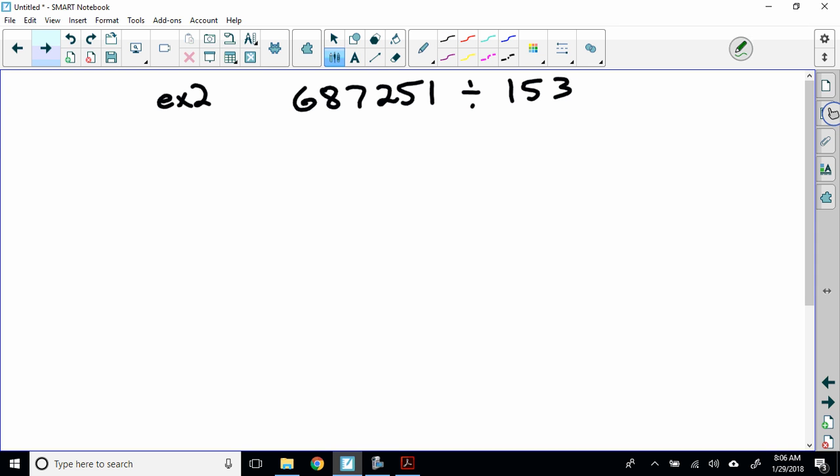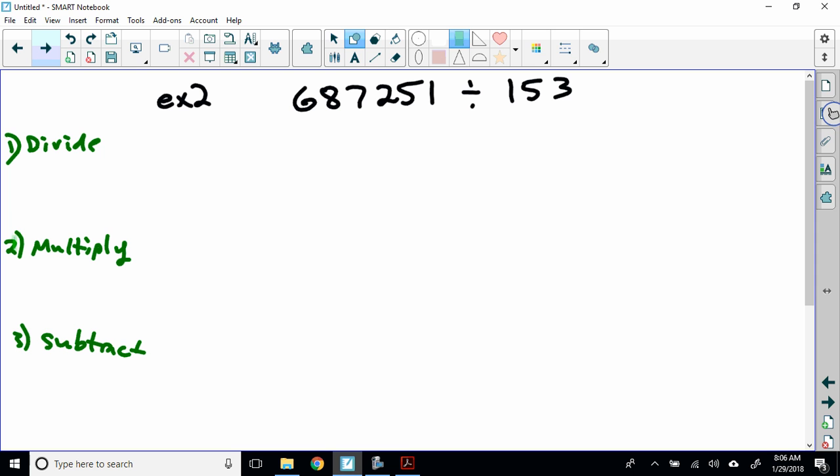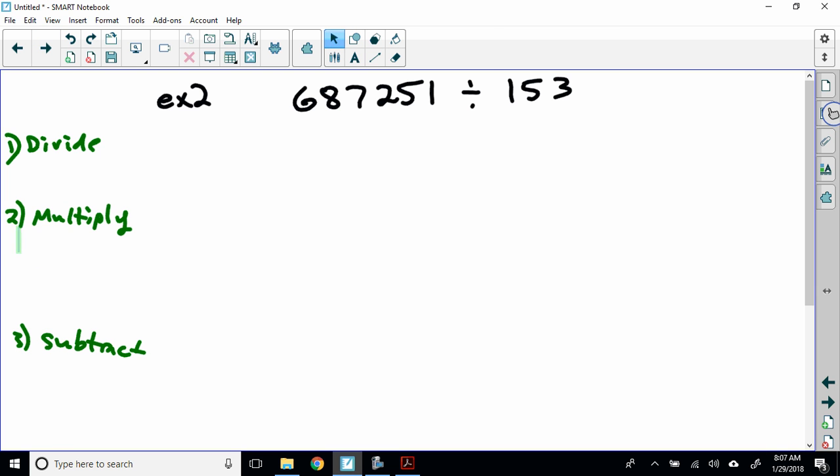So keeping a running step by step, the first thing we need to do is divide. The next thing we need to do is multiply. The next thing we're going to need to do is subtract. And maybe I'm leaving too much room here. So we're going to divide, and then we'll be multiplying, and then we'll be subtracting. And then maybe there's something else to do.